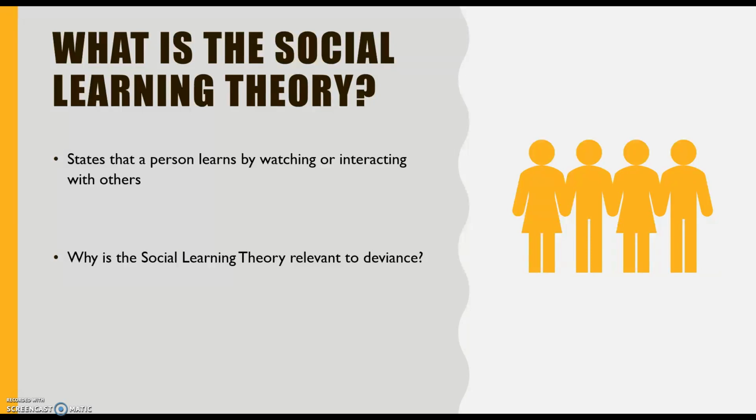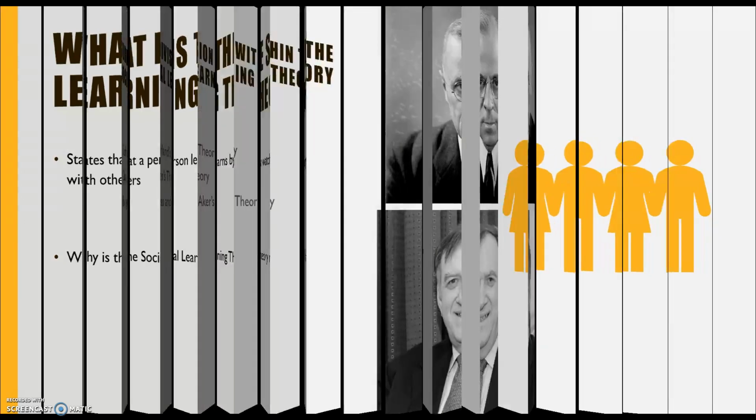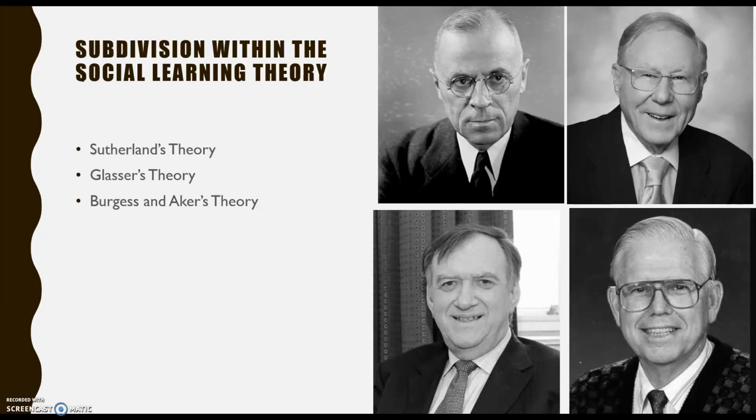So, why is the social learning theory relevant to deviance? Well, like I stated before, we learn by watching others. So, if a person is behaving deviantly, does that mean that we're going to behave just like them? I don't know. Let's talk about it. So, today we're going to be talking about Sutherland's theory, as well as Glaser's theory, and finally, we're going to end with Burgess and Akers' theory.